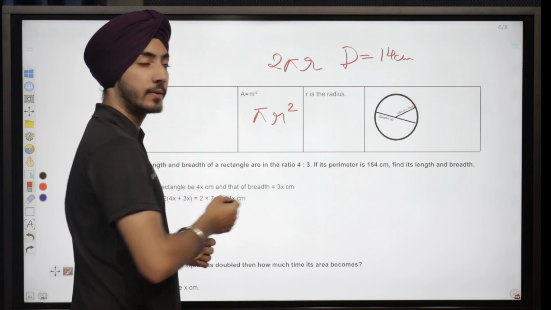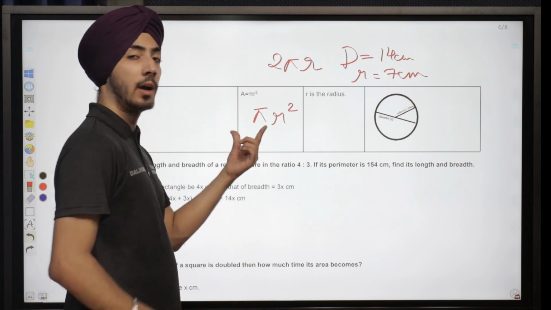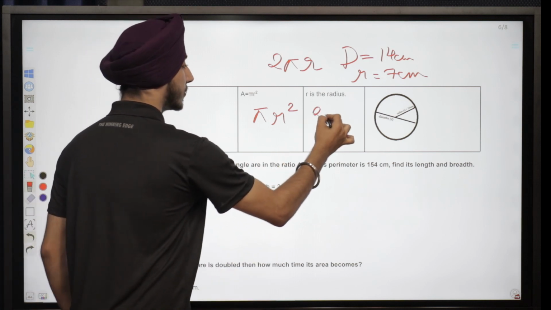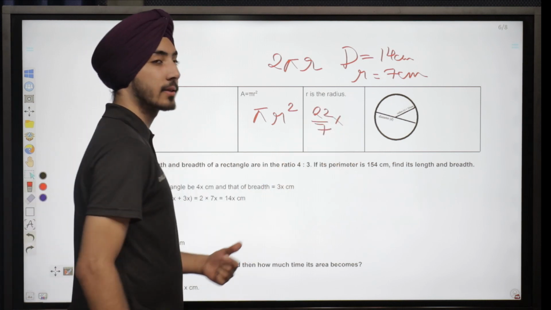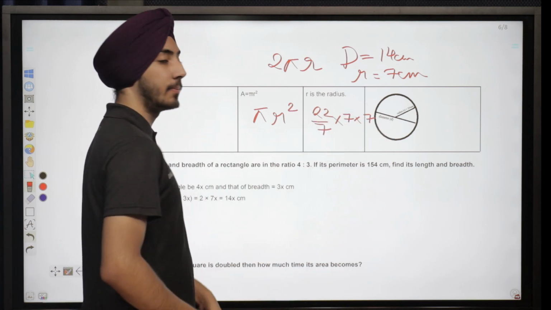We know the radius is half of diameter. Radius will be 7 centimeter. How will you find out its area? Area will be 22/7 into radius square. Radius is how much? 7. So 7 into 7. So what will happen?